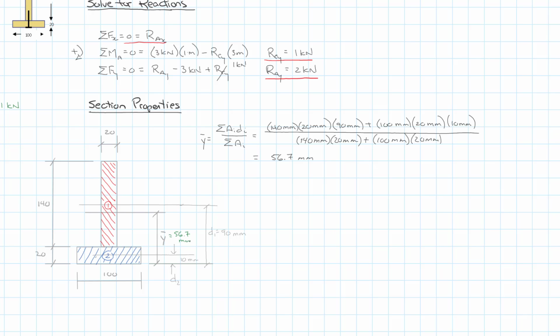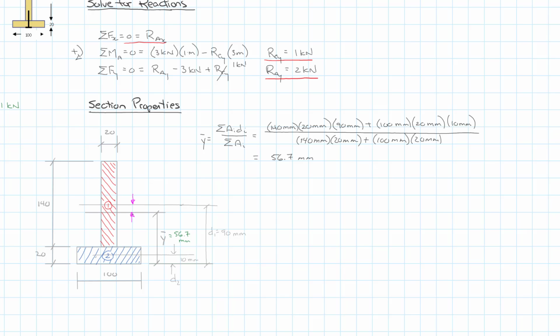Now, the other property we need to know is our moment of inertia, or the second moment of area. We're going to work with the same areas, 1 and 2, but the distances that we're interested in are not from the reference plane at the bottom, but rather from the neutral axis. So what I need to know is the distance between y bar and the centroid of 1. I'm going to change to a different color here.